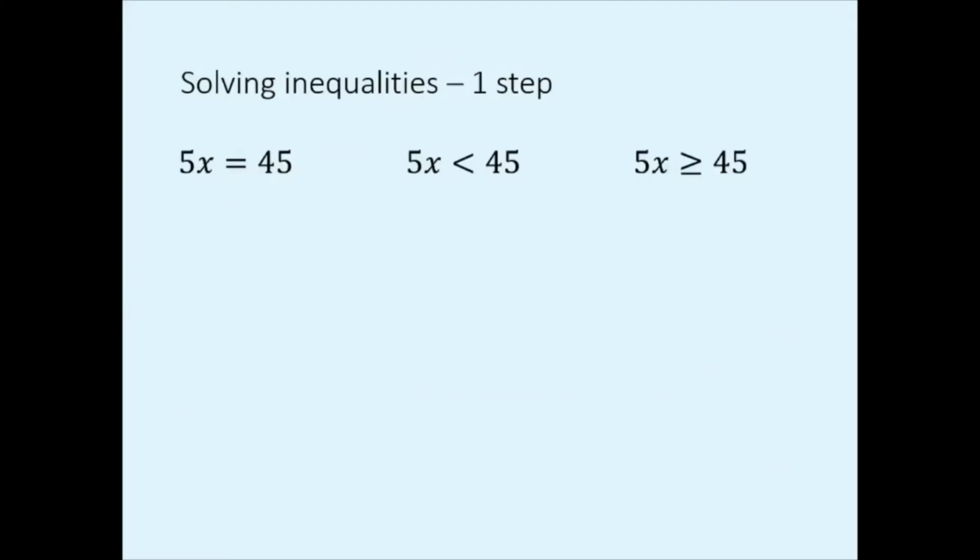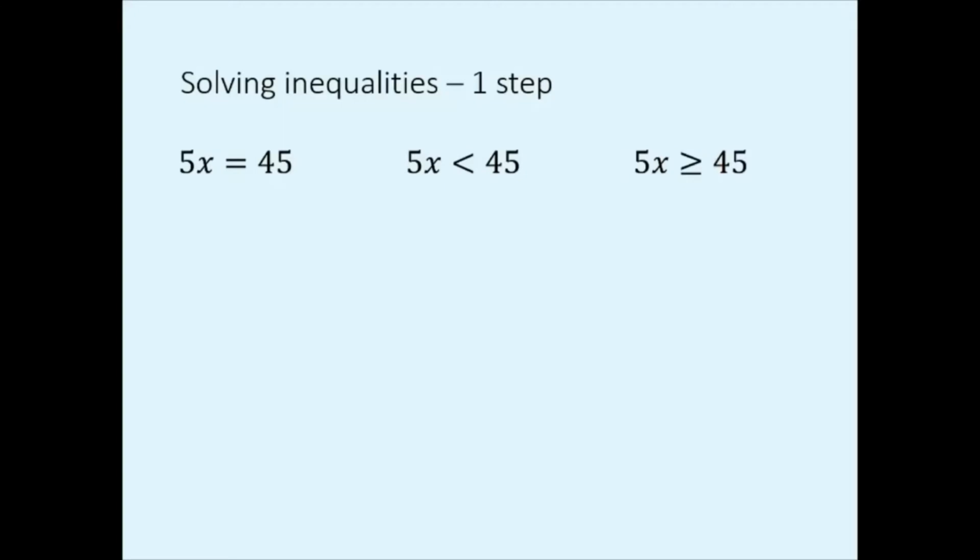So, solving inequalities. Here on the left-hand side, this is an equation. It's two expressions joined together with an equal sign. Here and here, we don't have an equal sign. Instead, we have these things. These are inequalities. The middle one says that 5x is less than 45, and the one on the right is 5x is greater than or equal to 45. This might look a bit intimidating.